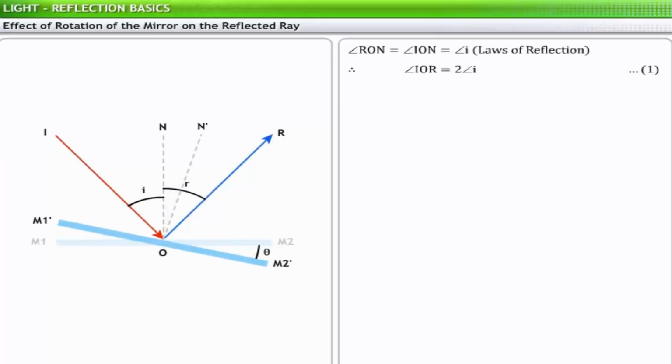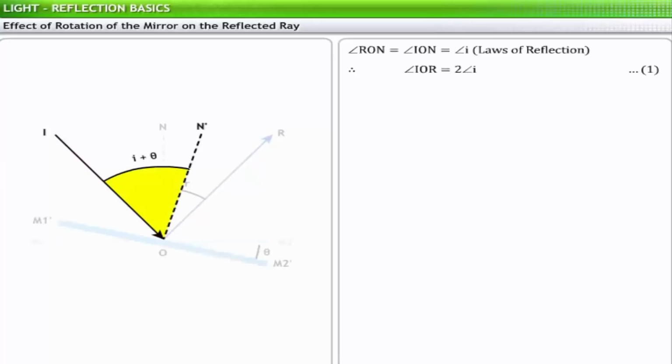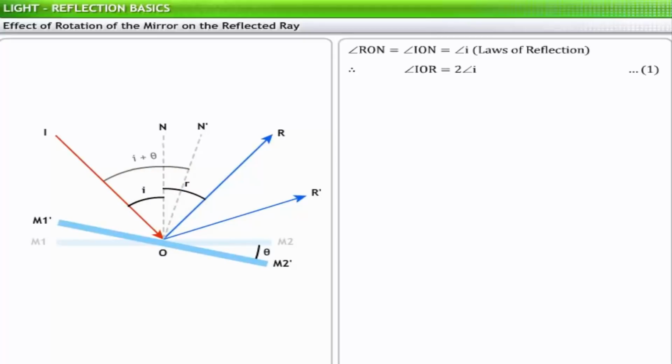Let the mirror be rotated through an angle theta about point O, so that M1', M2' is the new position of the mirror, and ON' is the new position of the normal. The position of the incident ray remains the same, but the new angle of incidence is angle ION'. Angle ION' equals I plus theta. Let OR' be the reflected ray such that angle N'OR' is the new angle of reflection. From the figure, you can see that angle IOR' is equal to angle ION' plus angle N'OR'.